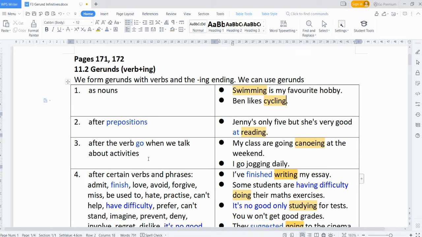Okay, number three, we use gerund after the verb go when we talk about activities. For example, my class are going canoeing at the weekend. So we have the word go over here. So canoeing is the gerund. I go jogging. So jogging is also a gerund. Any verb ending with -ing.